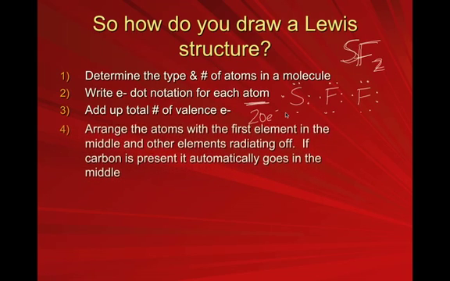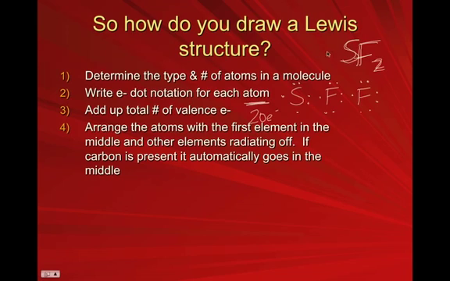Step 4, arrange the atoms so that the first element, in this case sulfur, is in the middle, and the other elements radiate off of it. So we have 2 fluorines that we need to bond to our sulfur, so we're going to put sulfur in the middle. And whenever you're radiating 2 elements, radiating means putting them as far away from each other as they can get.